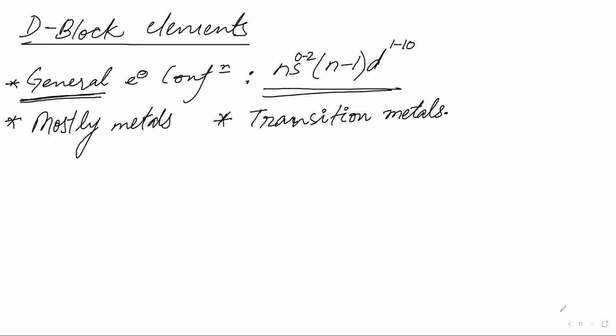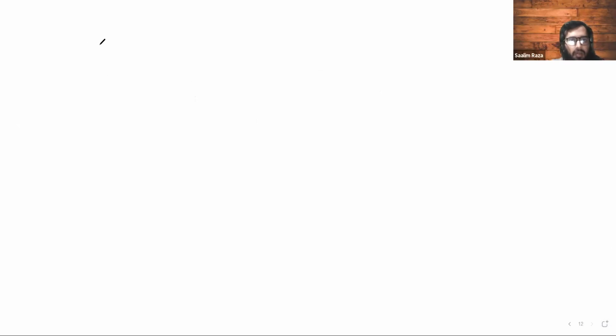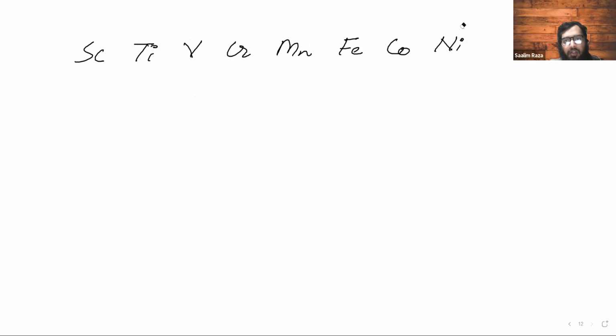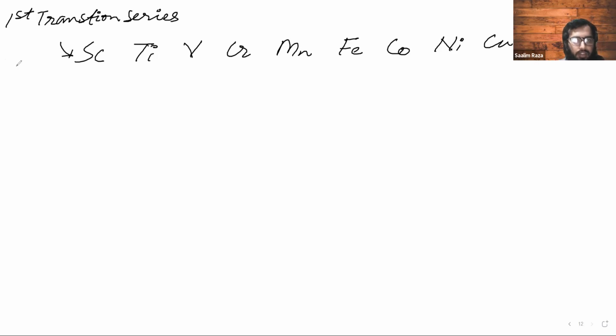Done? Okay. We will start with this, you have to remember it: Sakti Vikraman, Pekonikusan. There is a subtle difference between Feko and Nikuzan. This is the first period of d block elements, and these d block elements are called transition metals. So this is also called the first transition series.